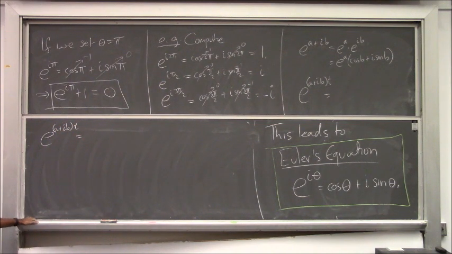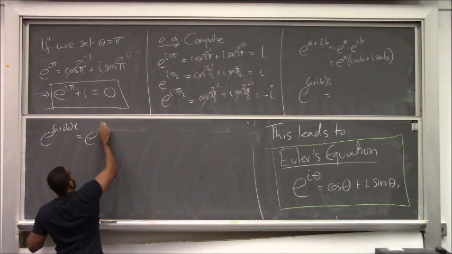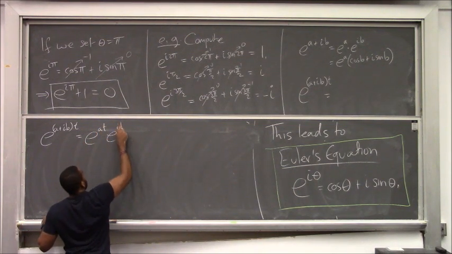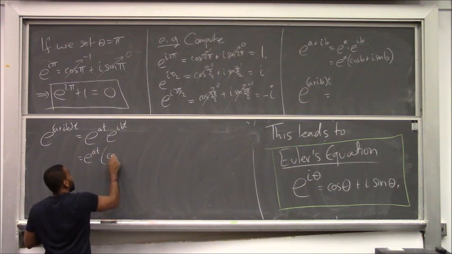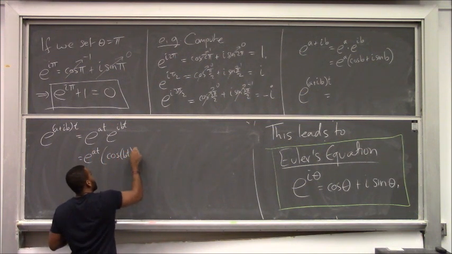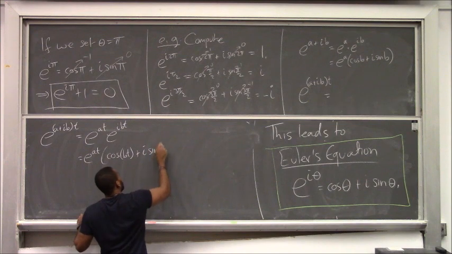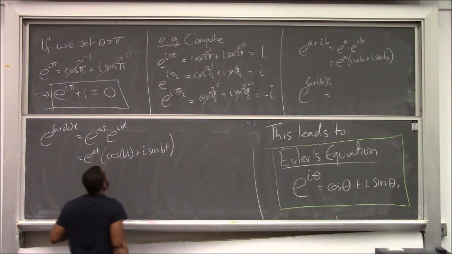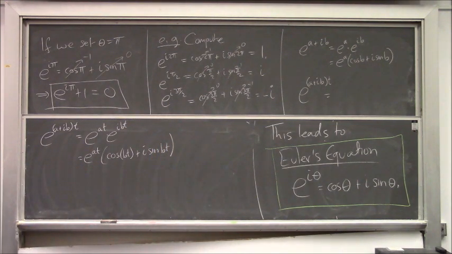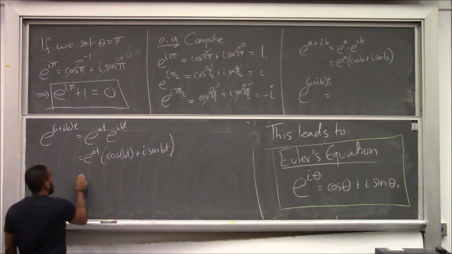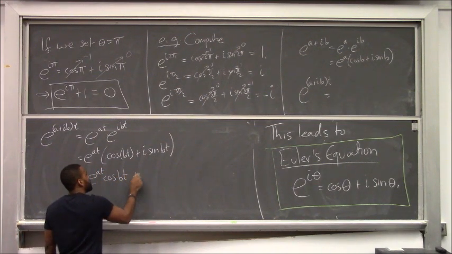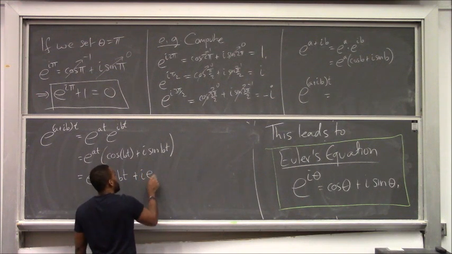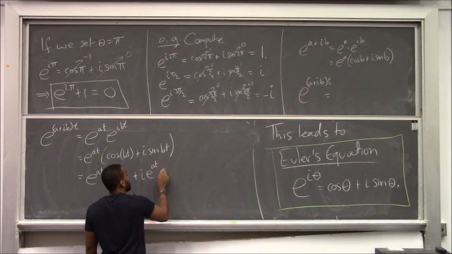e to the (a plus ib) t. This is just e to the at times e to the ibt, and that's going to be e to the at times cosine of bt plus i sine bt. And I can write this as e to the at cosine bt plus i e to the at sine bt.